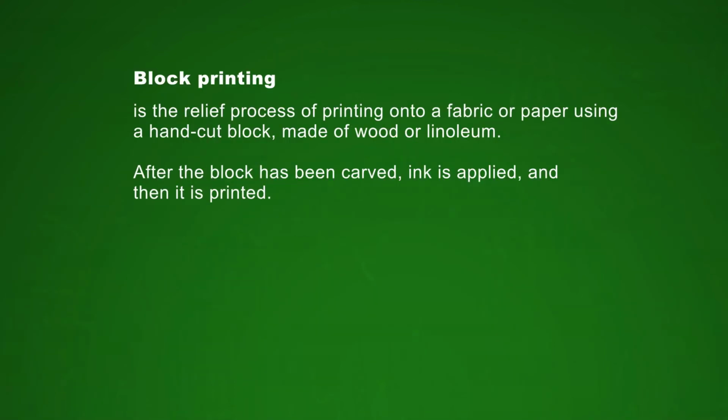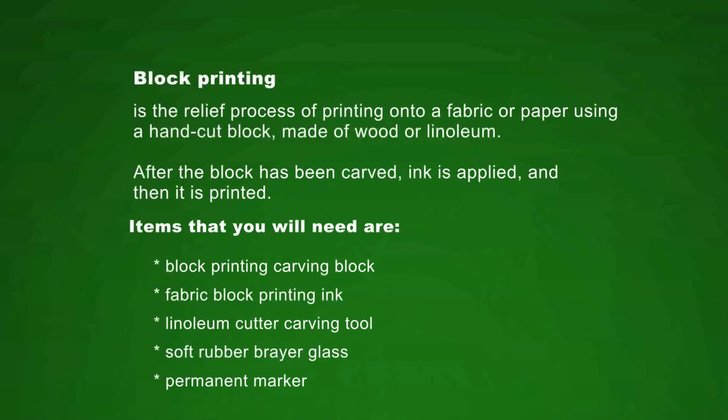Block printing is the relief process of printing onto a fabric or paper using a hand-cut block made of wood or linoleum. After the block has been carved, ink is applied and then it is printed. Items needed are block printing carving block, fabric block printing ink, linoleum cutter, carving tool, soft rubber brayer, glass, and permanent marker.